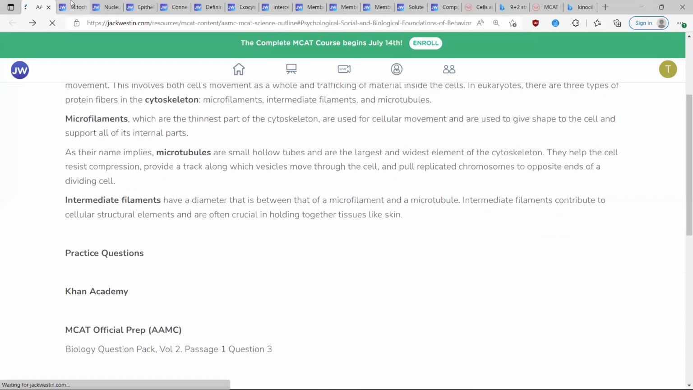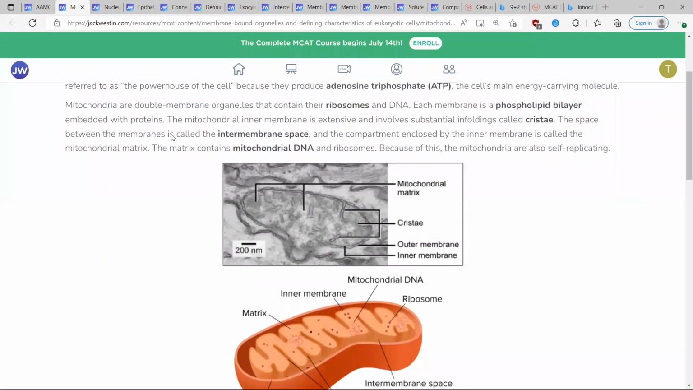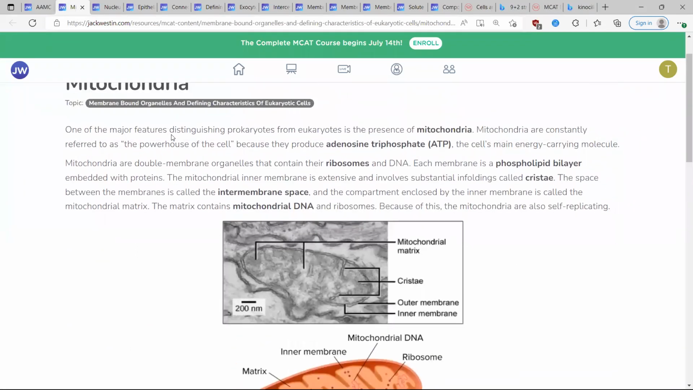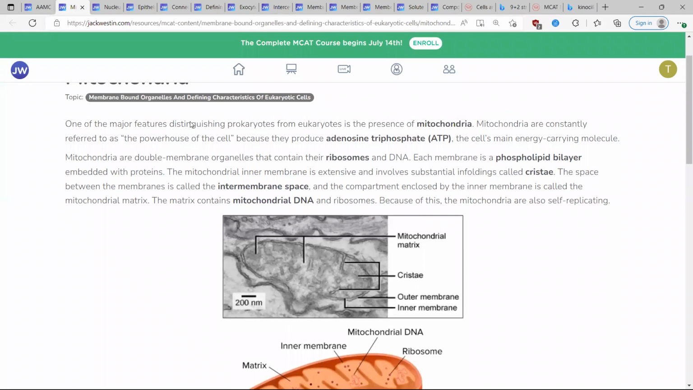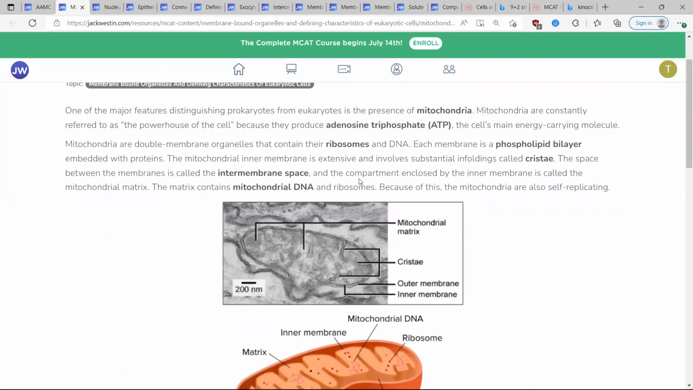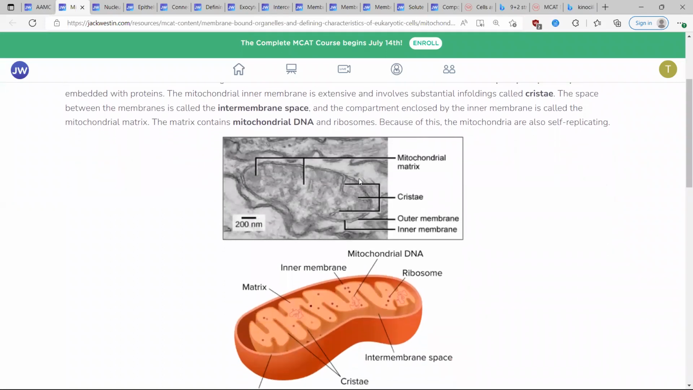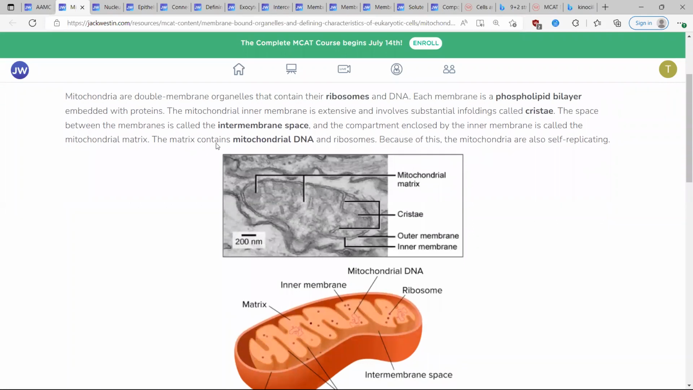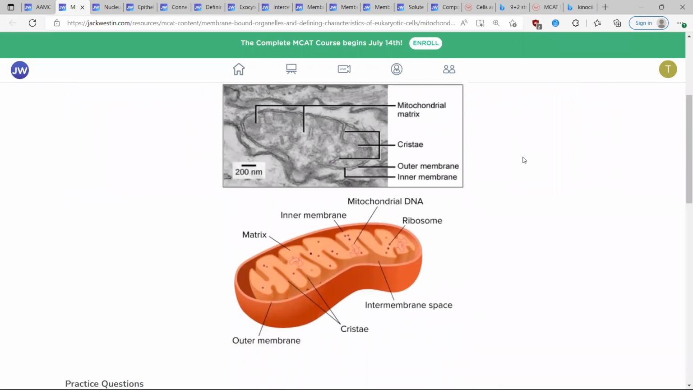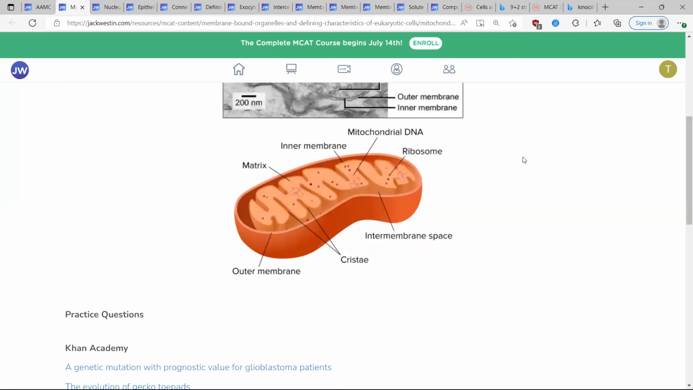Okay, so I do want to talk a little bit more about the mitochondria because it does come up a lot. It's a major distinguishing feature from prokaryotes to eukaryotes, right? Because we have organelles and they don't. We have the mitochondria, and this is where the ATP is produced. We talked about that. And the matrix contains the mitochondrial DNA. Mitochondria are self-replicating. They're really quite weird. They're like little aliens inside of our own cells, just doing their own thing.